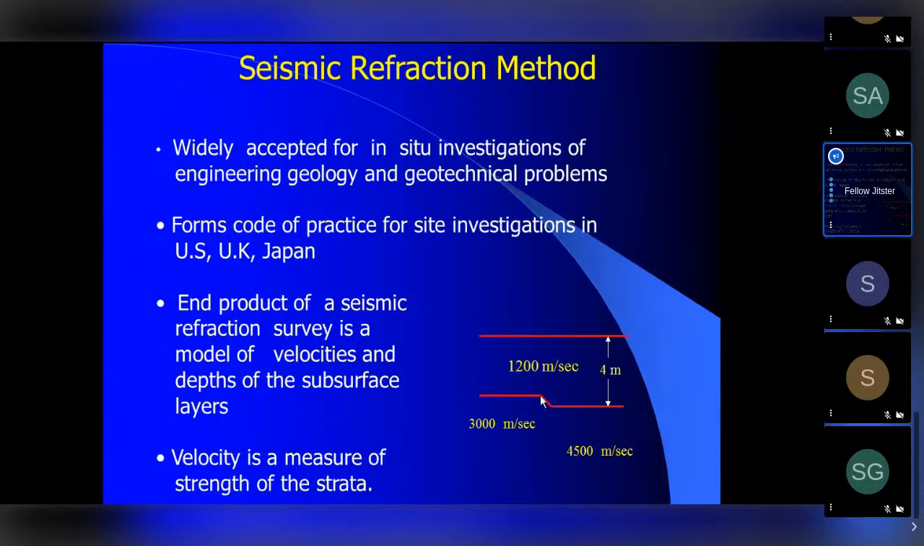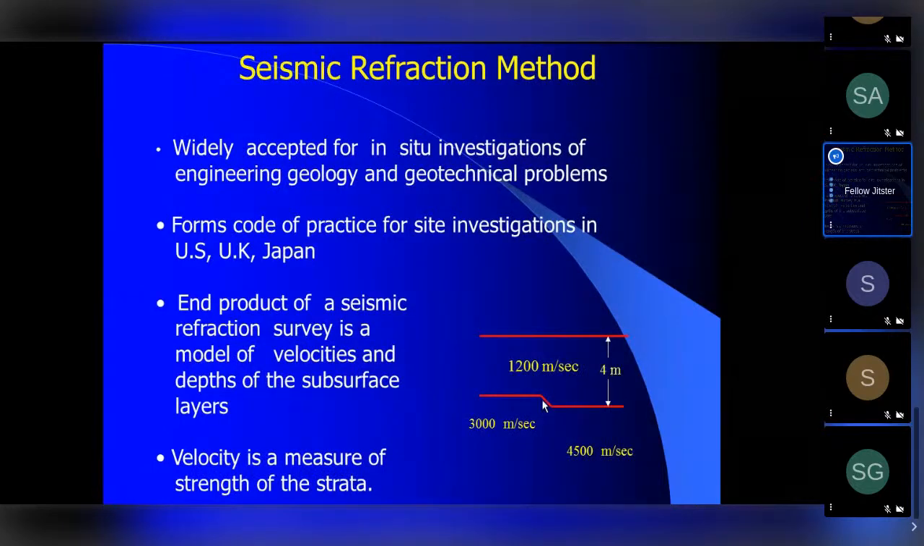Now you look at the diagram. It says on the top you have a rock with a velocity of 1200 meters per second, and below it on the left hand side we have 3000 meters per second, and on the right hand side it becomes 4500 meters per second. So there is a lateral change in velocity of this basement rock. The rock below the red line at the bottom, the 3000 or 4500, is called the basement rock. There is no change in the velocity on the top, and the depth is given as 4 meters.